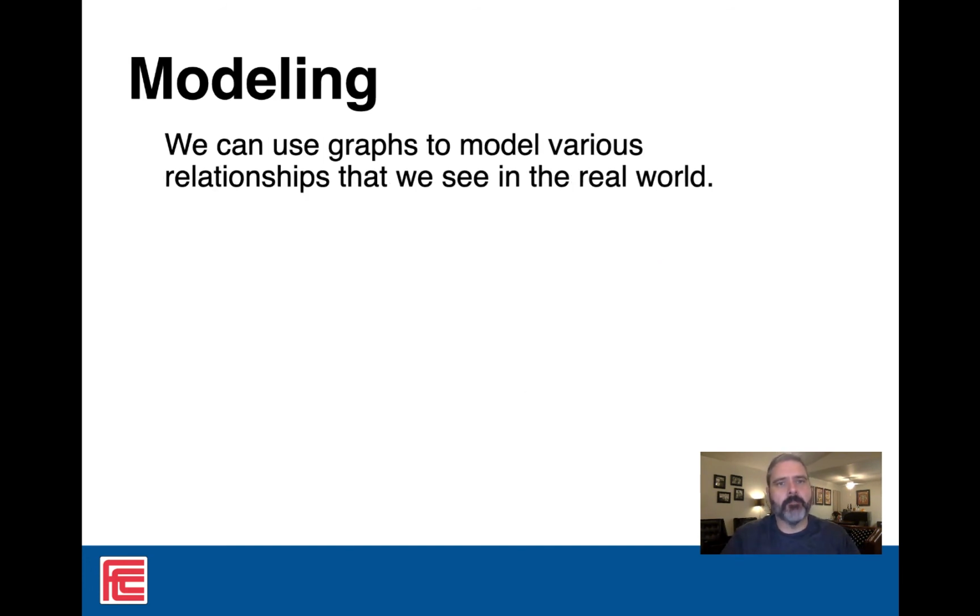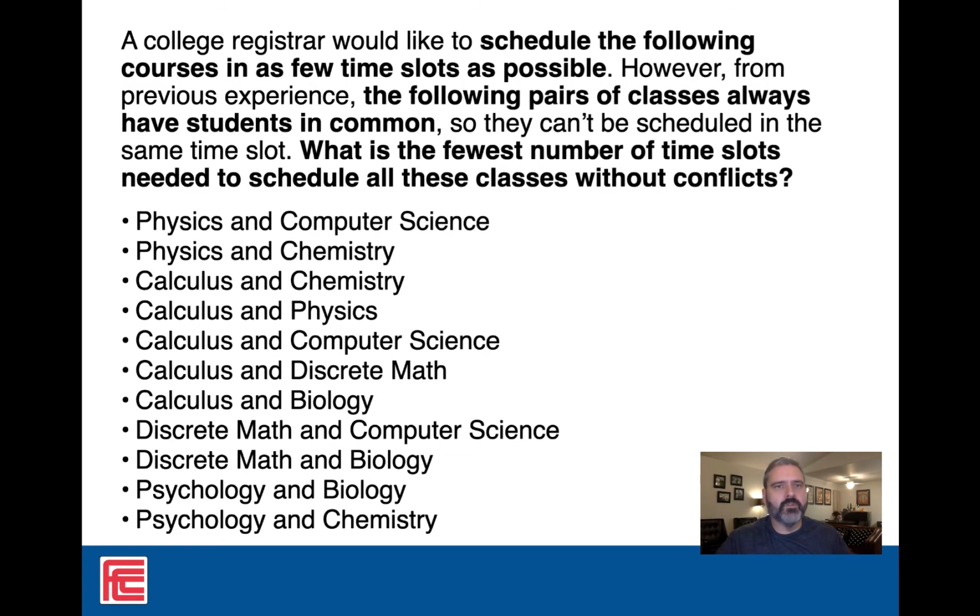Now, the idea of graph theory is that we're going to try and use it to model real-world projects, problems, relationships between things, cats, dogs, whatever. And so we want to model these relationships in a mathematical way. So here's the example from your book.